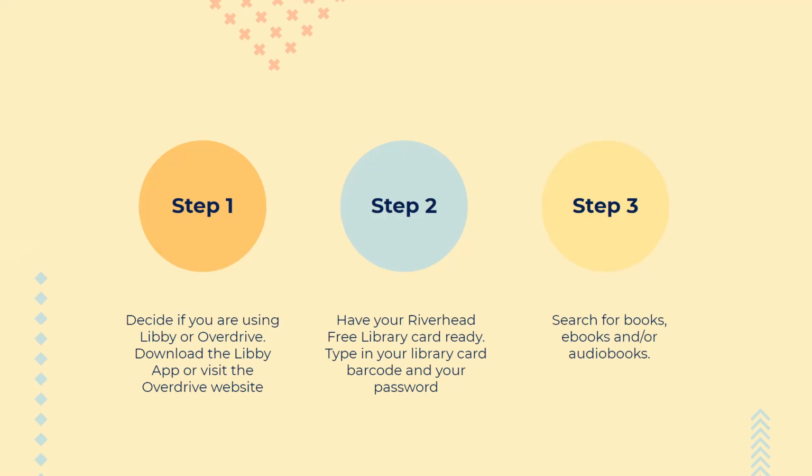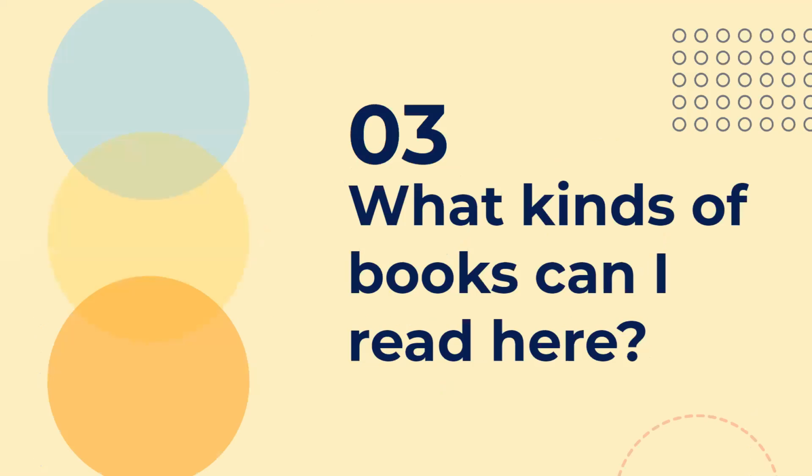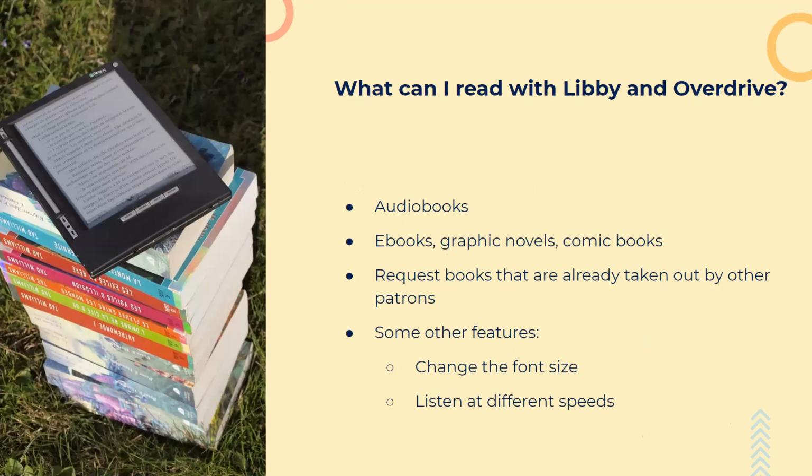So once you have logged in, step 3 is searching for books. So what kinds of books can I read? It all depends on what you like to read or listen to. So there are audiobooks. And then there are also ebooks, graphic novels, and comic books.